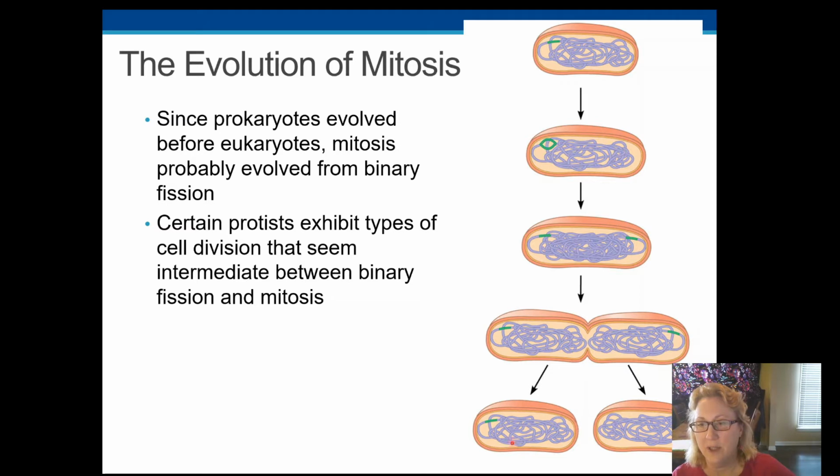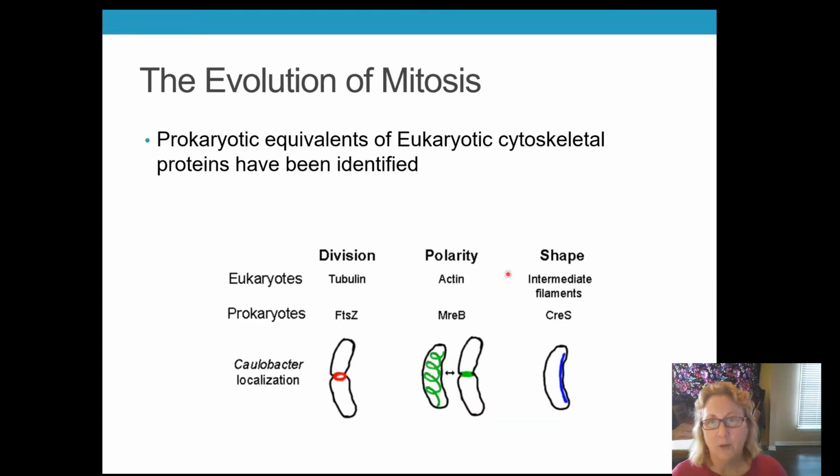So how did we go from this kind of simple partitioning of the cytoplasmic contents to a complex system of breaking down the nuclear membrane and creating the spindle and making sure that one copy of every chromosome ends up in each daughter cell? Well, one of the ways to look at that is to look at the equivalent genes in bacteria. Now that we have good, cheap DNA sequencing, this is possible.